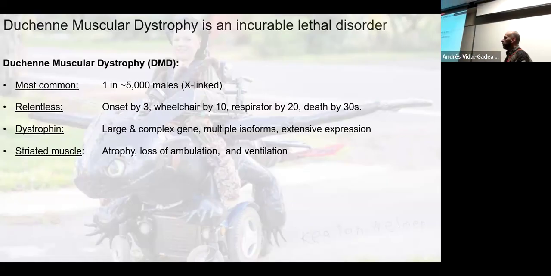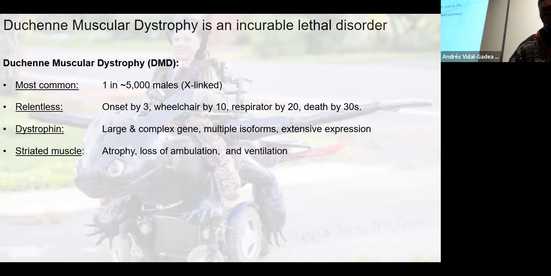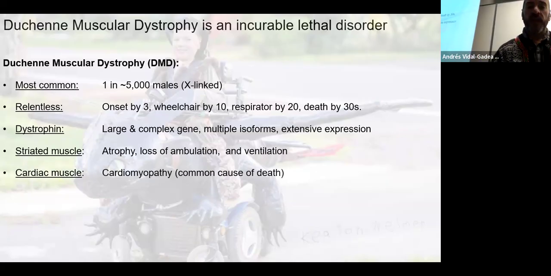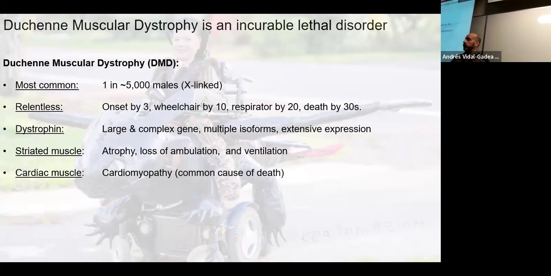In terms of how the disease affects different muscles, in striated muscle, it leads to atrophy, which leads to loss of ambulation. That means kids need to go on wheelchairs. They cannot move on their own anymore, and there are problems with ventilation, respiration, as I mentioned. And cardiac muscles also have a host of problems. Cardiomyopathy is one of them, but also additional ones. And this is ultimately the cause of death for most patients. Okay.